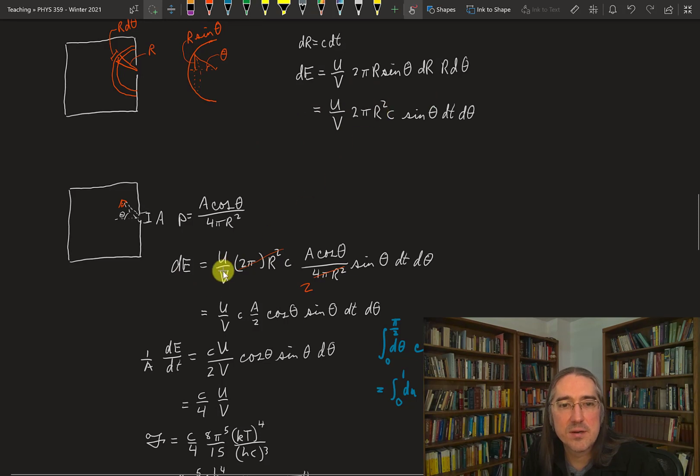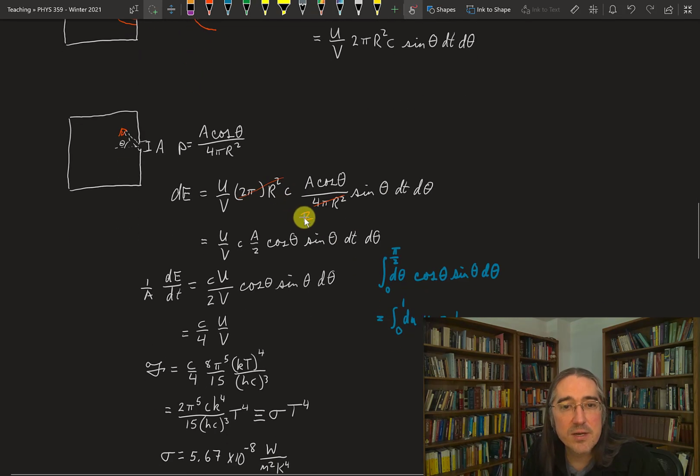So here's the non-theta parts. Here's the theta and t parts. Then we'll bring the probability in. And hey, 2 pi's and r squareds, everything's canceling. This is great. So we end up with U over V, our energy density, times C, times the area over 2, area of the hole again. Picked up a cosine theta. We already had a sine theta. We got some differentials, so we're going to need to do an integral in a second.